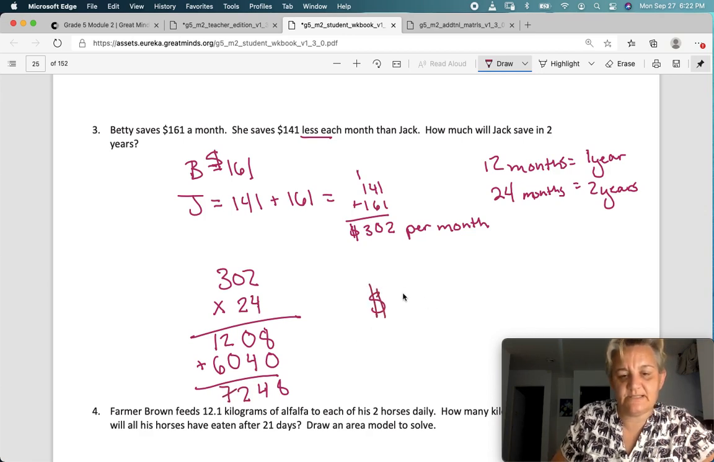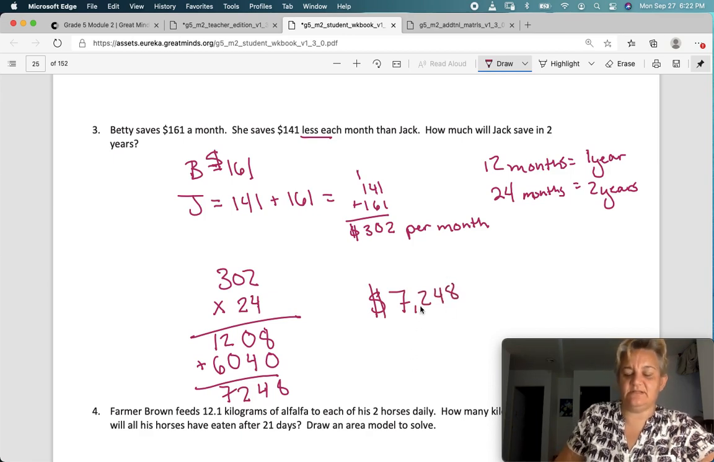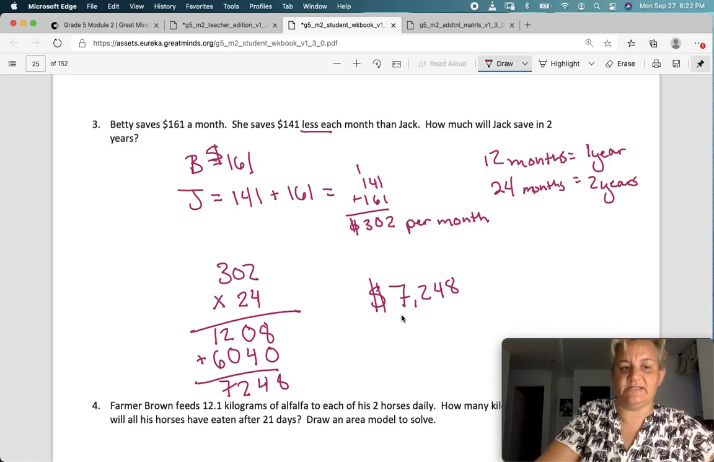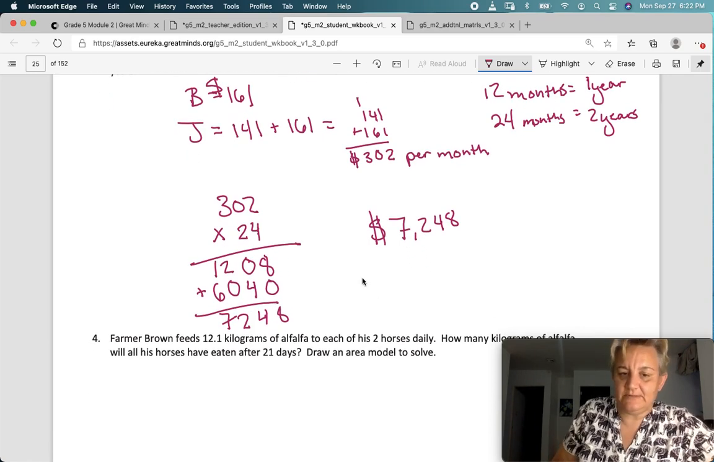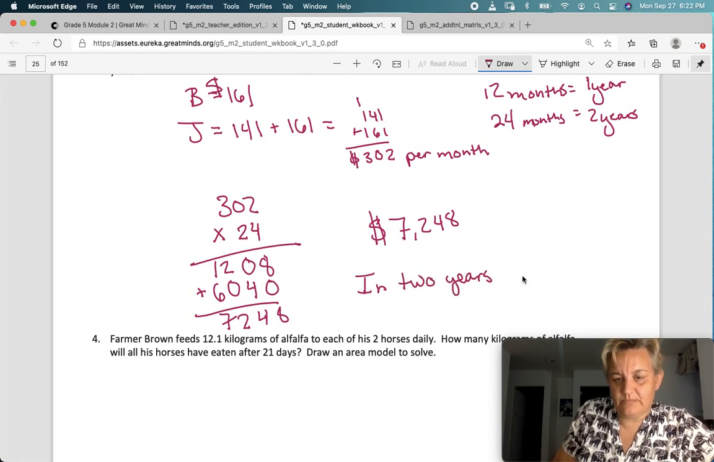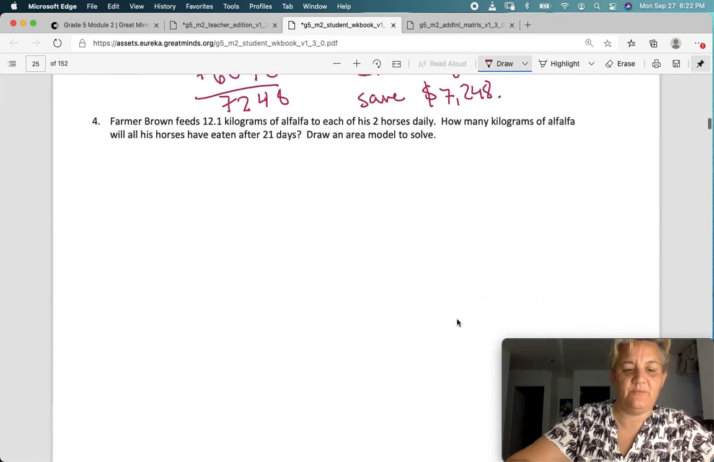In 2 years, Jack will save $7,248. So let's write that in a sentence. In 2 years, Jack will save $7,248. Okay, number 4.